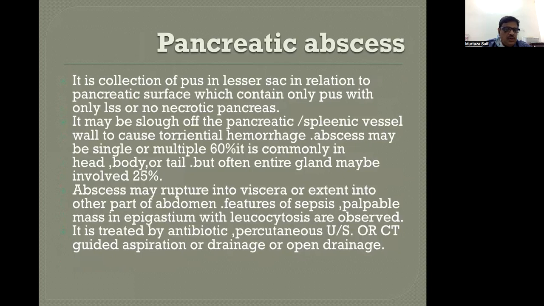Pancreatic abscess is a collection of pus in a sac in relation to the pancreatic surface, which contains only pus with slough or necrotic pancreas. It may slough the pancreatic or splenic vessel wall to cause peritoneal hemorrhage. Abscess may be single or multiple. 60% are commonly in the head of pancreas, body or tail, but often the entire gland may be involved.